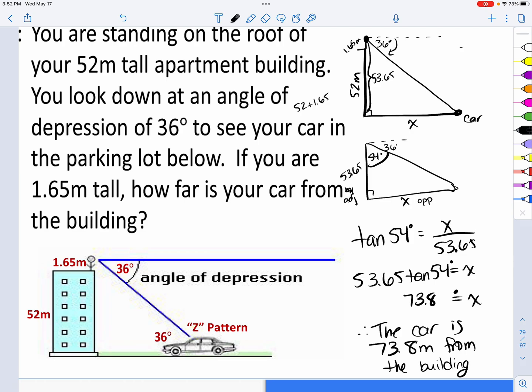Okay. So those are word problems, and the tricky part is going from the words to the diagram. Once you have the diagrams, then it's the same math that we did last week. Then it's just kind of knowledge stuff.